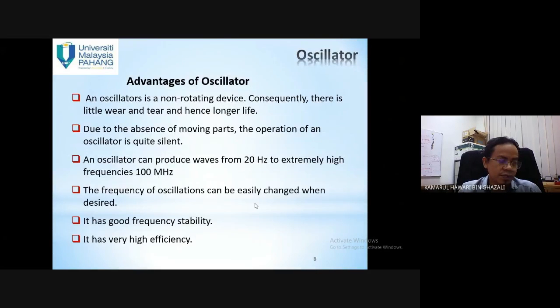What are the advantages of an oscillator? An oscillator is a non-rotating device. Consequently, there is little wear and tear due to the absence of moving parts. The operation of an oscillator is quite silent. An oscillator can produce waves from 20 Hz until 100 MHz. The frequency of oscillation can be easily changed when desired. Good frequency stability and very efficient.